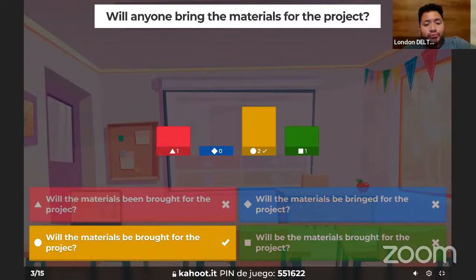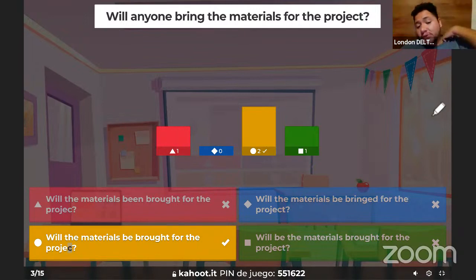Excellent. Will anyone bring the materials for the project? Okay, so let's see. Anyone is the subject, the materials for the project, the object. Aunque aquí está mal porque le falta una T, ¿verdad? Bueno, eso nos pudo haber confundido. So, is verb to be. The verb to be needs to be in future. Entonces aquí tenemos el verb to be en futuro.